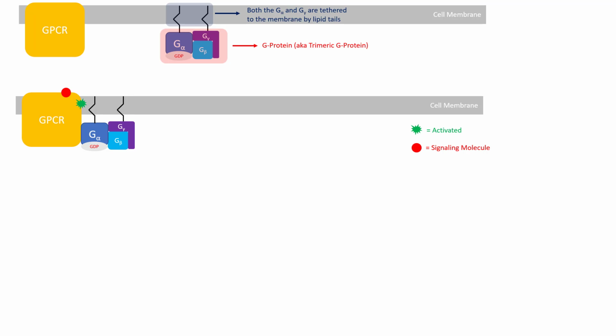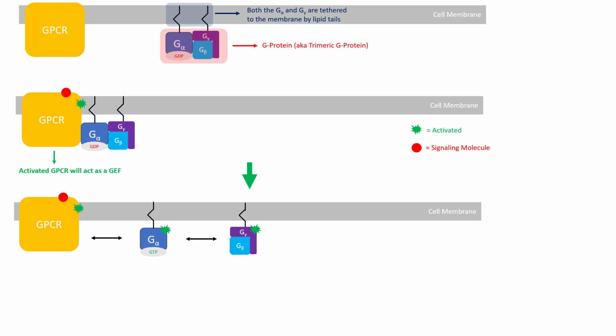Once the signaling molecule binds to the G protein coupled receptor, now the G protein coupled receptor can bind with the trimeric G protein or G protein. The activated G protein coupled receptor will act as a GEF, which will lead to the G alpha subunit exchanging the GDP for GTP. This exchange of GDP for GTP will lead to all three of these parties separating from each other, no longer being bound. The G beta gamma will separate from the G alpha subunit, and the G alpha subunit will of course separate from the G protein coupled receptor.